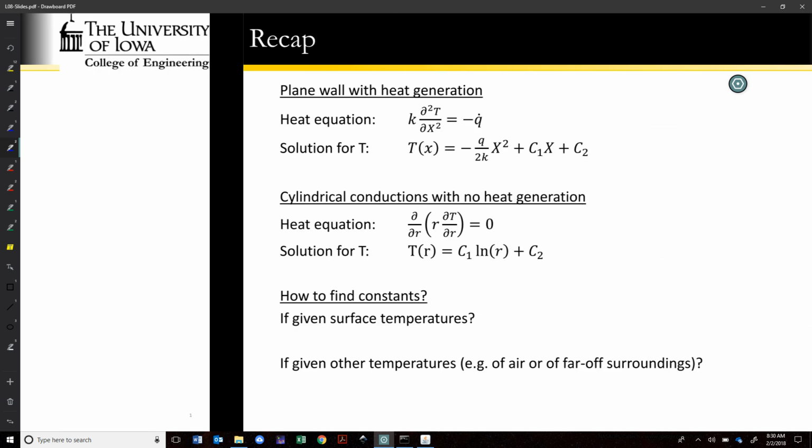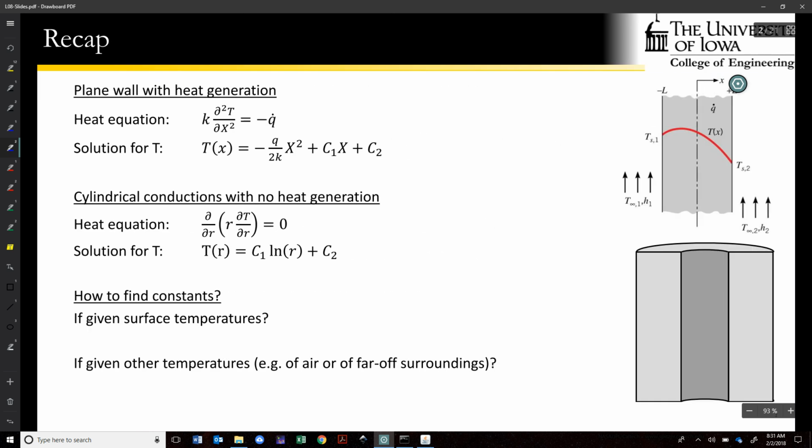But right, so far, or at least in the last lecture, we discussed this idea of the plane wall with heat generation and cylindrical conduction without any heat generation. So in the case with a plane wall, remember, because we retained this Q term here in the heat equation, when we integrate, that Q term finds its way into our general solution. We still, of course, have C1 and C2 as our unknown constants. And so the definition of our boundary conditions, whether that's a temperature or convection condition, allows us to find C1, C2.